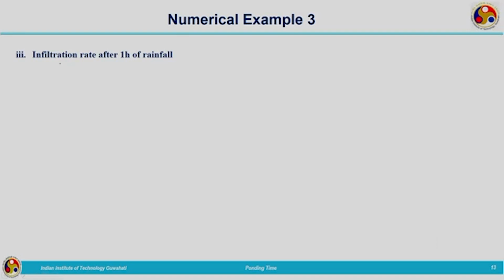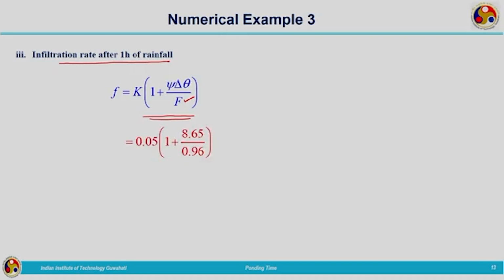Now, we need to calculate the infiltration rate after 1 hour. Cumulative infiltration has been calculated after the ponding time. The infiltration rate equation is very familiar to us. So, this is the equation. Here for capital F, we can substitute from the previous calculation. That is 0.05 multiplied by (1 plus 8.65 divided by 0.96). So, it will come out to be 0.5 centimeters per hour. The infiltration rate after 1 hour is 0.5 centimeters per hour.